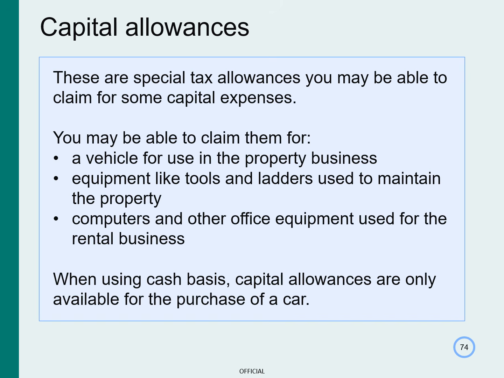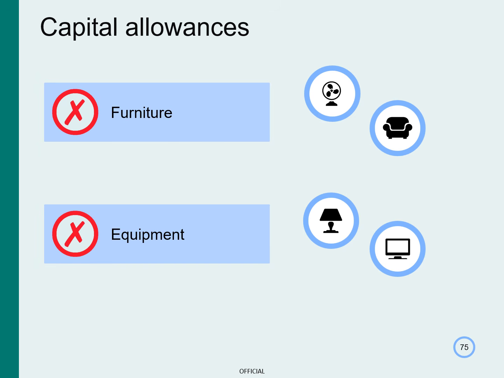Capital expenses you may be able to claim capital allowances for include a vehicle you use in the property rental business, equipment like tools and ladders used to maintain the property, and computers and other office equipment used for the rental business. If you're using cash basis, capital allowances are only available for the purchase of a car. You cannot claim capital allowances for furniture and items you supply for tenants to use in a residential property, though they can be claimed for items for use in furnished holiday lettings.